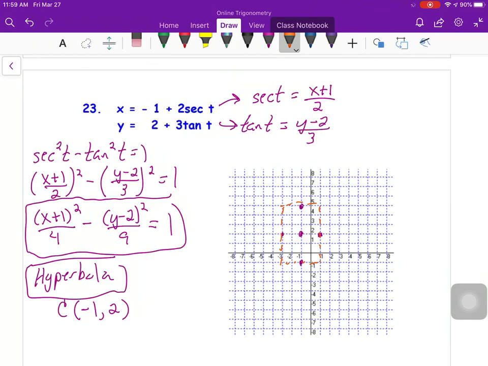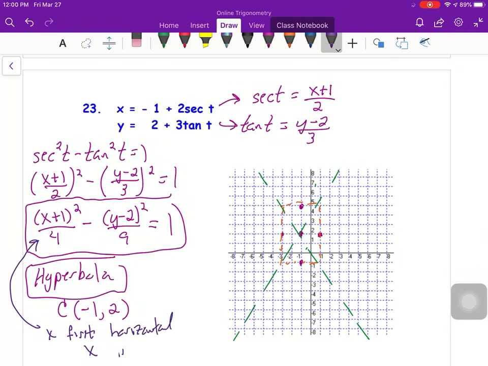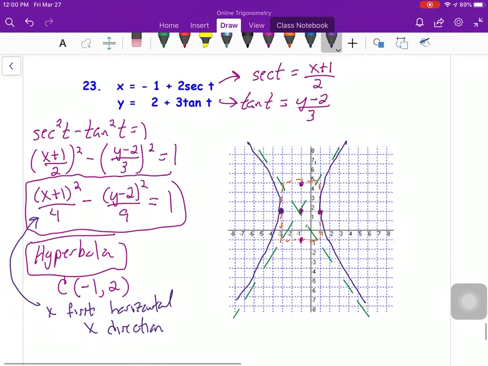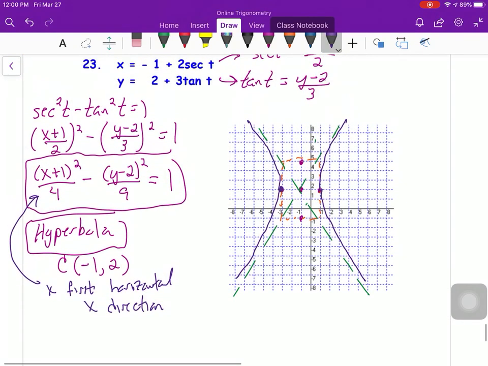So we want to draw the extended diagonal. It has to go through the corners of the box and through the center. There's one of them. These are the asymptotes for our hyperbola. And then because we can see that the x came first, it's going to be horizontal, in the x direction. So it will start on the box here and get close to the asymptote. It will start on the box here, get close to the asymptote. Okay, so there we have it.